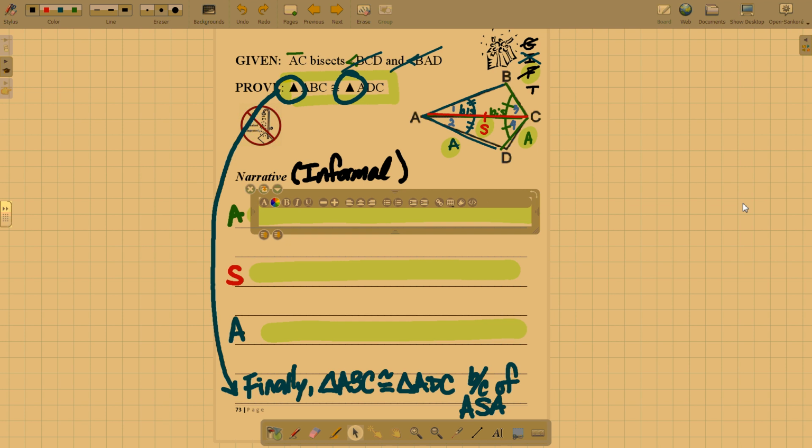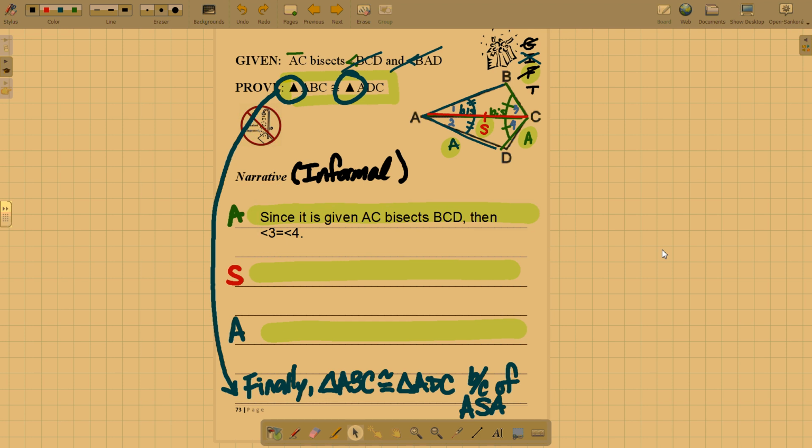We're going to say, since it is given that AC bisects CD, angle 3 is congruent to angle 4 because of the bisector. That should have been something along your first sentence there. And you use a congruent sign, not equal. I just can't type a congruent sign, so I'm going to add it here.